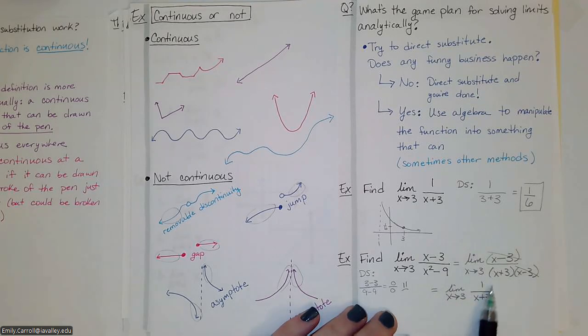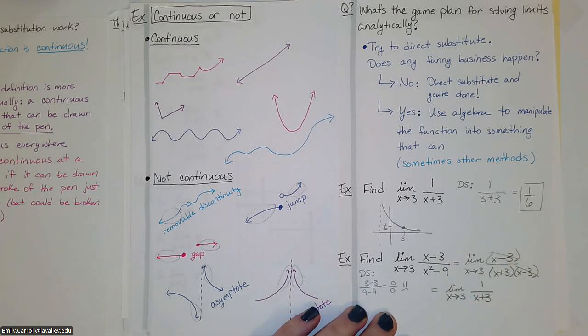Okay, so this function, 1 over x plus 3, isn't literally the same function as this one. It's equal to it everywhere except for +3. Okay, well, here I can direct substitute.